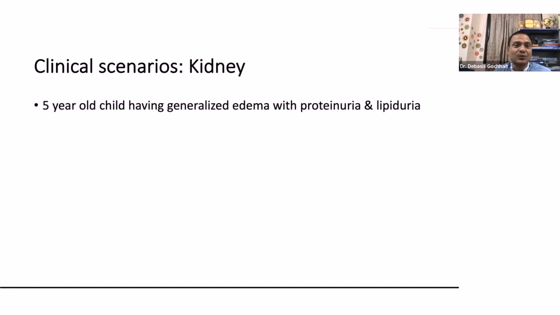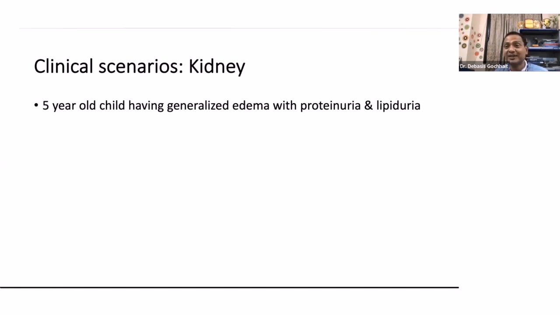Okay, so we'll go to now some scenarios in the kidney and then we will wind up. Okay, so a 5-year-old male child having generalized edema with proteinuria. Now, if I tell you edema and proteinuria, where would you think the most likely cause is in the kidney? But if I tell you only edema, then you cannot think it is because of kidney or because of liver. Right? So the patient has proteinuria and lipiduria.